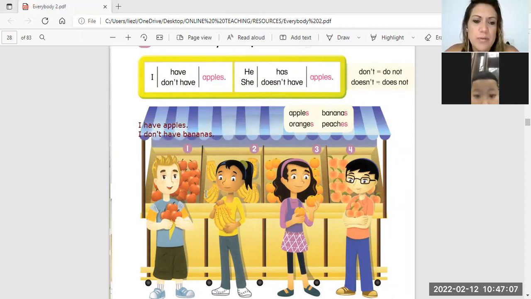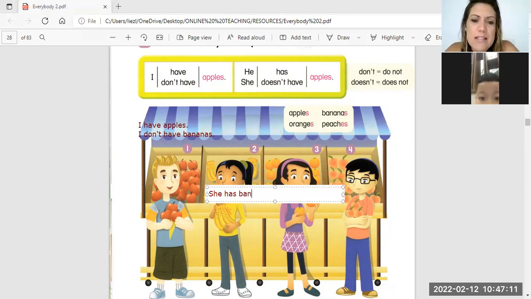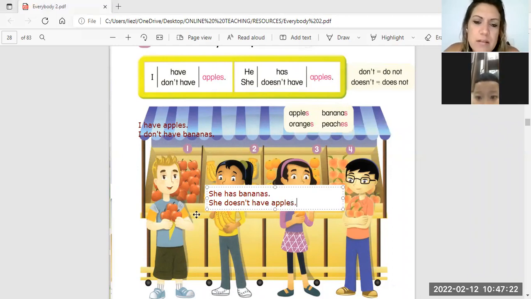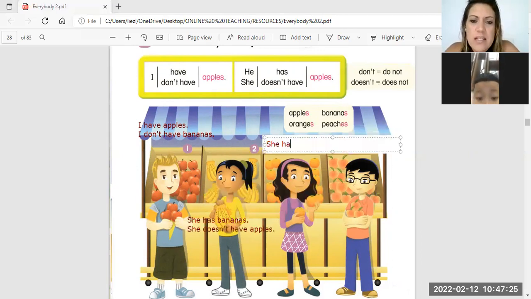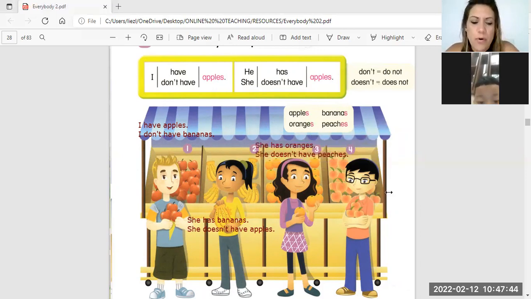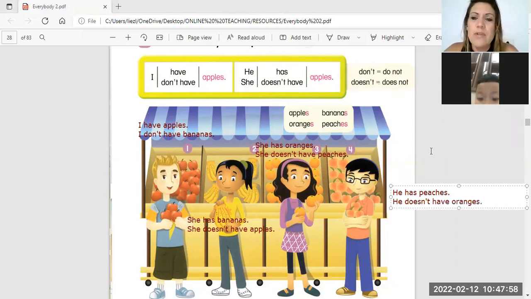Number two. She has bananas. She doesn't have apples. Apples. Good. Number three. She has oranges. She doesn't have peaches. Peaches. Number four. He has peaches. He doesn't have oranges. Yes, good job.